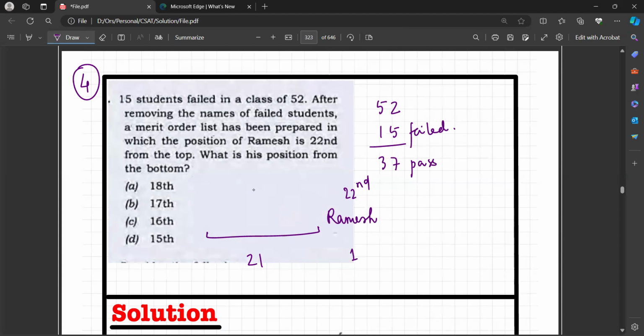What is his position from the bottom? So this is the top. This would be the bottom. I have transposed it. This is the sequence.